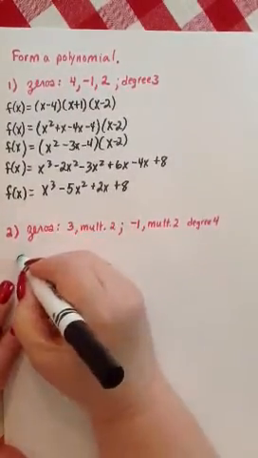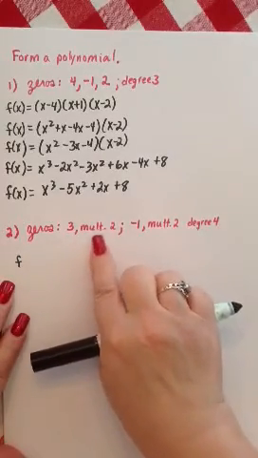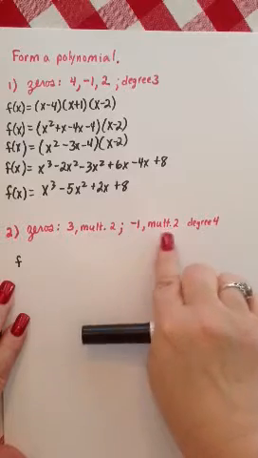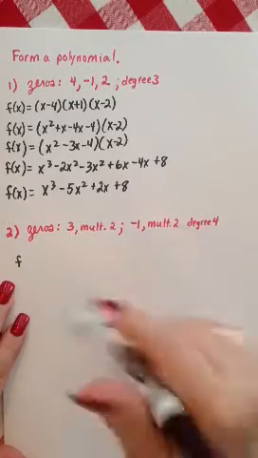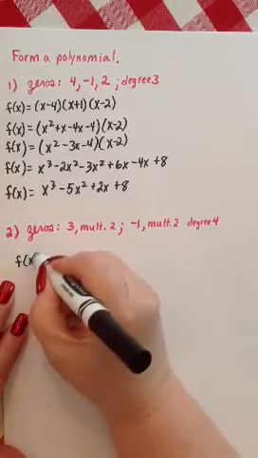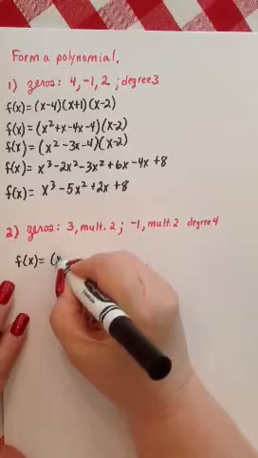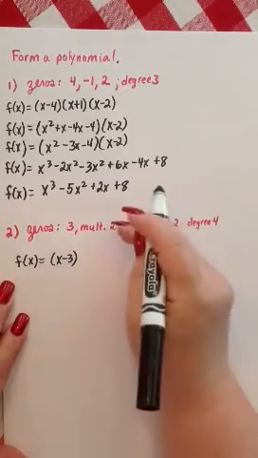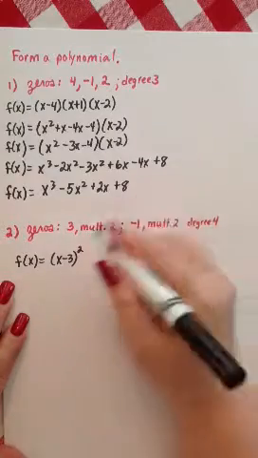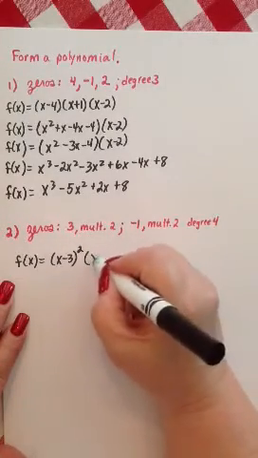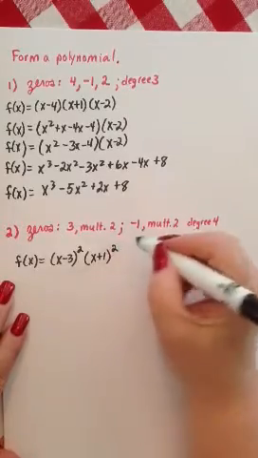4. So it says we have zeros. If we have a zero of 3 with multiplicity 2 and a zero of -1 with multiplicity 2, my entire polynomial is of degree 4. So I'm going to say f of x is equal to, if the zero is 3, the factor is x minus 3. Because it has a multiplicity of 2, I square it. If you have a zero of -1, that means you have a factor of x plus 1 and multiplicity of 2, so that is squared.